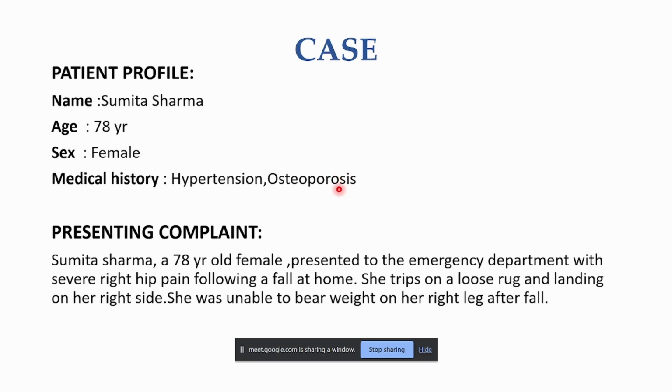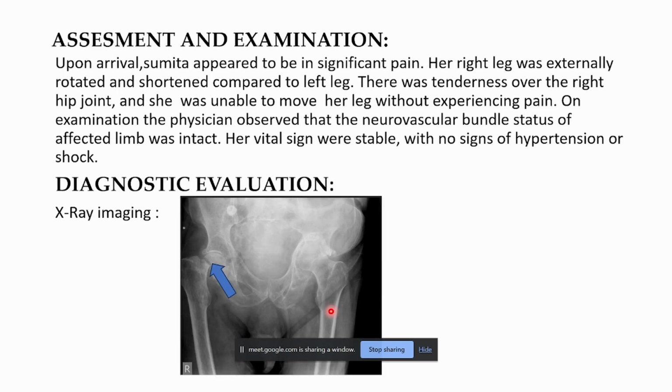Case: a patient named Sumita Sharma, a 78-year-old female with a medical history of hypertension and osteoporosis, presented to the emergency department with severe right hip pain following a fall at home. She tripped on a loose rug and landed on her right side. She was unable to bear weight on her right leg after the fall.